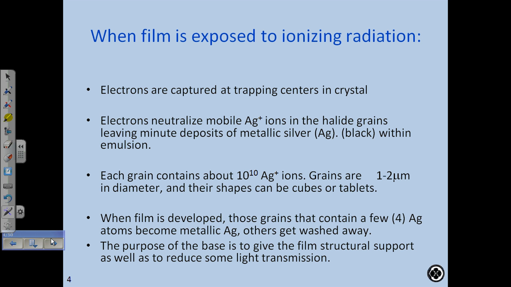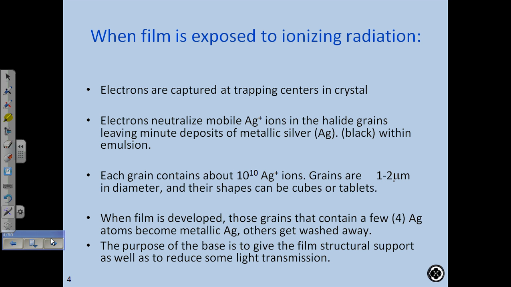And grains are about 1 to 2 microns in diameter, and their shapes can be cubes or tablets. I mean, they've done electron microscopy on them, and they look like cubes or tablets. When the film is developed, those grains can contain a few silver atoms, and those will become metallic. Others would get washed away. So after they get irradiated, the film goes through a developer, and we'll talk about the developing cycle.